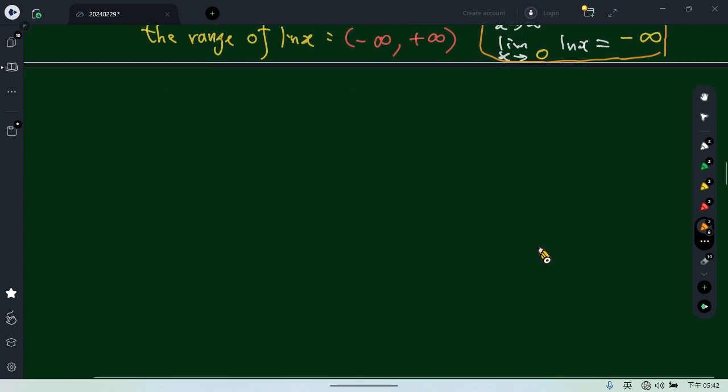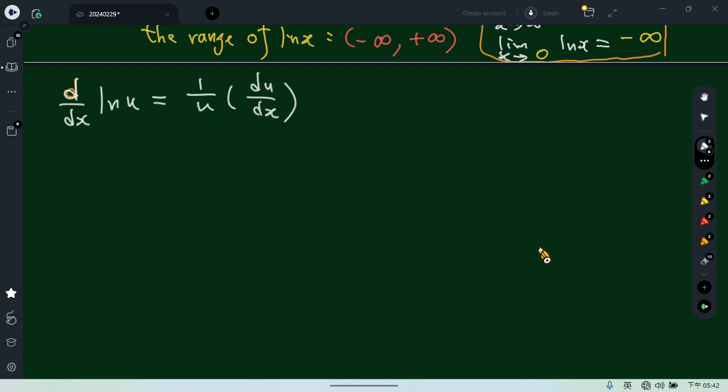So right now we already have that differentiating ln u is equal to 1 over u times du/dx, right? We already know that, by the chain rule, we can get the result, right? So right now, I write ln u differentiated is equal to 1 over u du/dx.